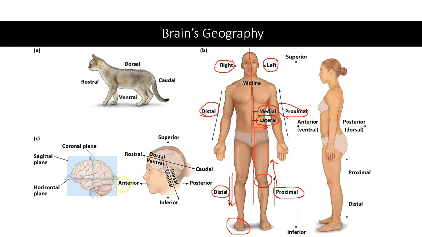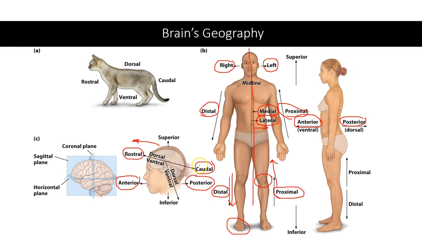Another two opposing terms that we can use interchangeably are anterior and posterior, and rostral and caudal. These four terms can be used interchangeably. Anterior refers to in front of, posterior refers to towards the back. So in this case, anterior is here, posterior is here.